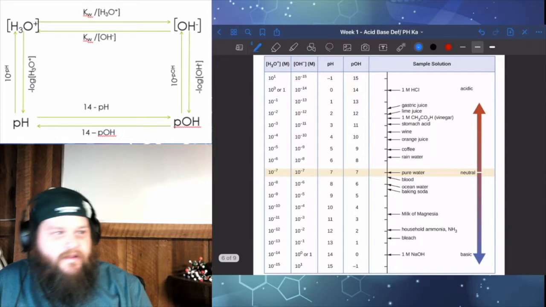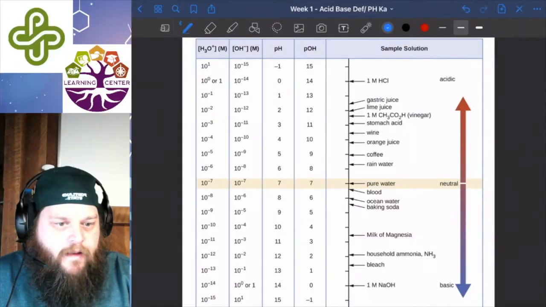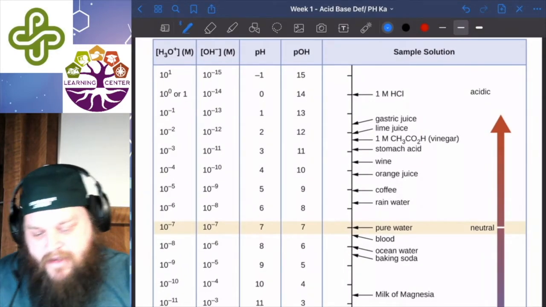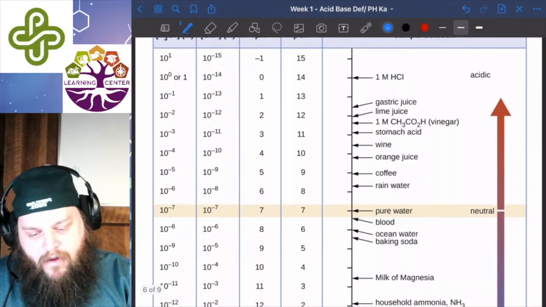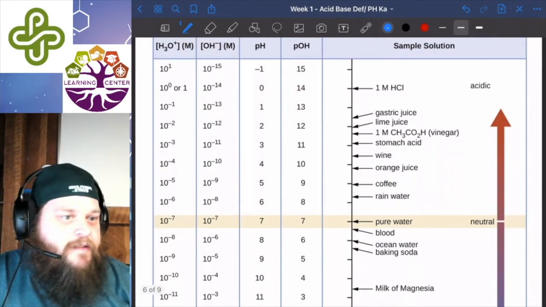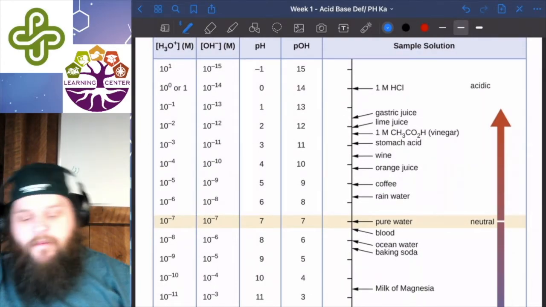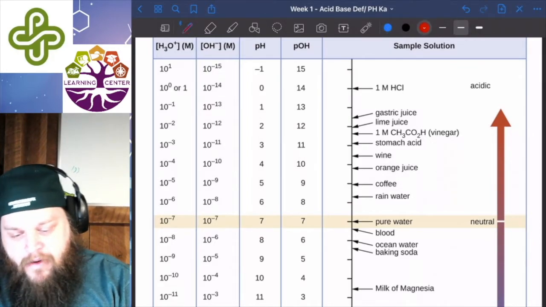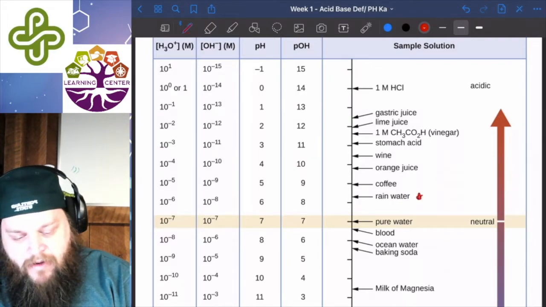So here's a little scale. Let me switch back to this, a little bit bigger. And we can see the neutral is in the middle, pure water. And here's just a few examples. I just took this straight out of your textbook, so if you've seen this already, that's great. But I think it's a good thing to recognize how acidic some things are compared to other things. So rainwater is slightly acidic.